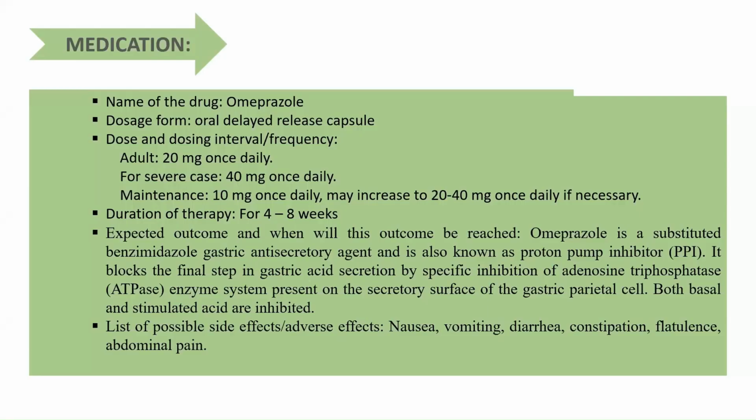So here is the medication for the GERD patient mentioned a while ago. Its first option, and the best option of medication for GERD, is omeprazole. Its dosage form is oral delayed release capsule. For its dosing and frequency for adults, 20 milligrams once daily.